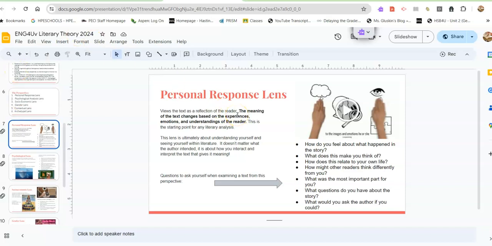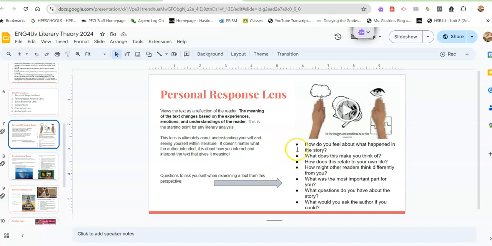The meaning of the text changes based on the experiences, emotions, and understandings of the reader. This is fully addressing you and your experience in reading a story and what is most important to you. Maybe the character is going through something that you connect with, maybe the overall experience of the story, maybe the tone or mood or emotion. There's something in that story that you're connecting to. And so what we're doing with this lens is that we're identifying that we can identify certain things from our own lives and that we give it meaning within the text because we connect to it.